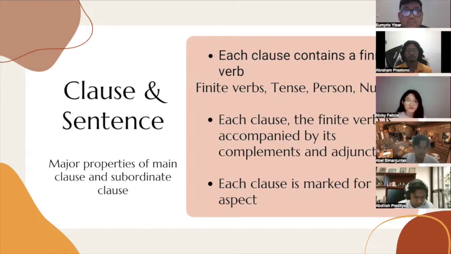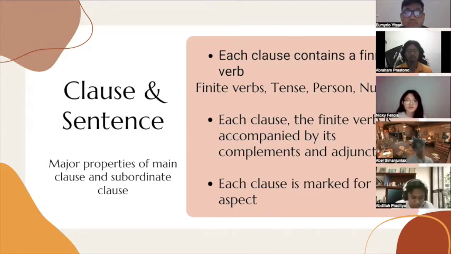So the first one is about the major properties of main clause and subordinate clause. First, each clause contains a finite verb. Finite verb is a verb marked for tense, person, and number. And then tense has to do with whether the speaker or writer used a past tense verb or a present tense verb. And then person has to do with whether an action is assigned to the speaker.